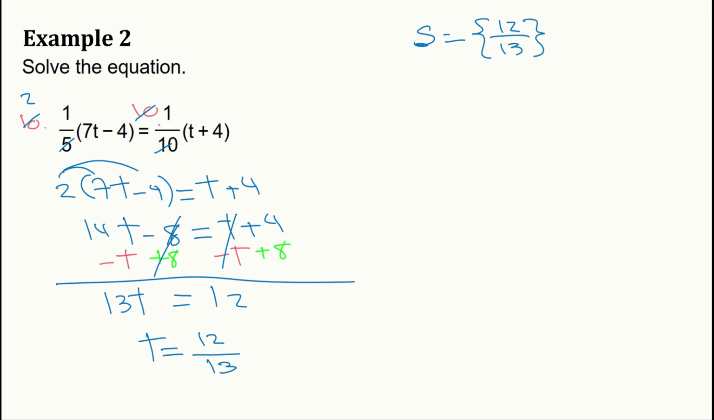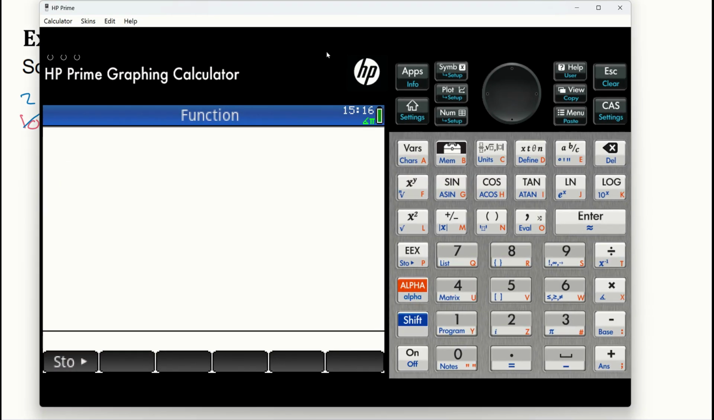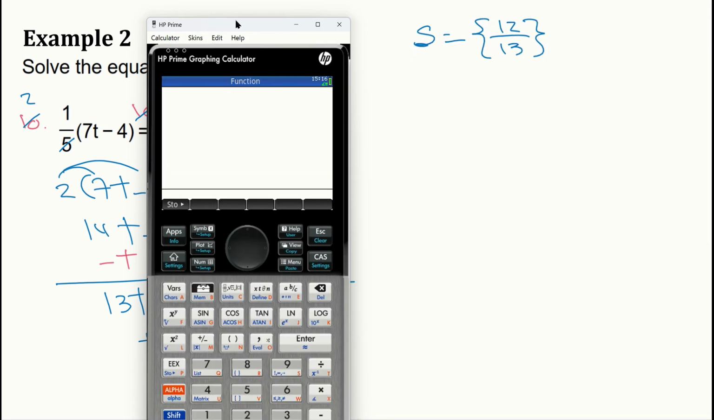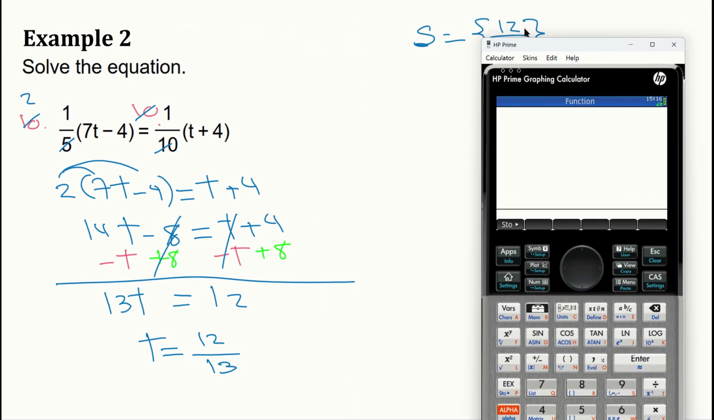Okay, now it's always a good idea to check. For the purpose of keeping this video at a reasonable length, I'll go ahead and show you how you can check that on a calculator, but it's always better to do it by hand so you can get some extra practice anyway. So here, let me make this a little bit smaller. All right, so now here's what we'll do.